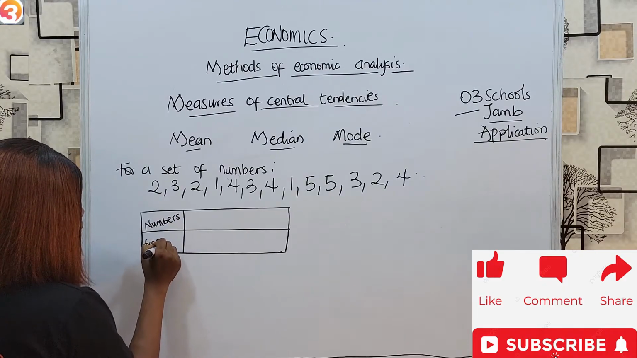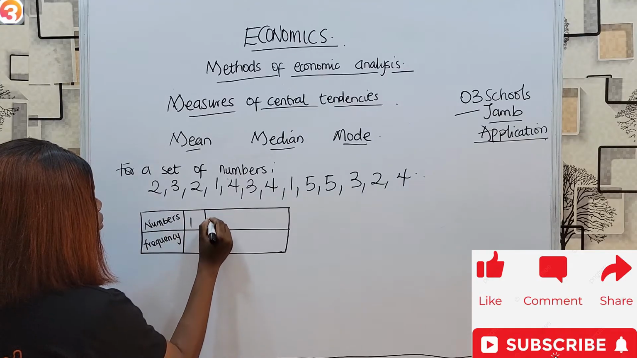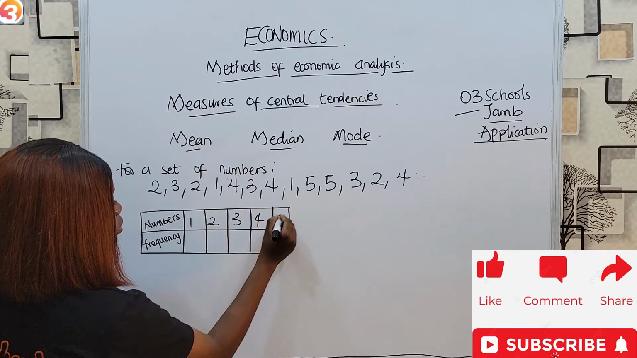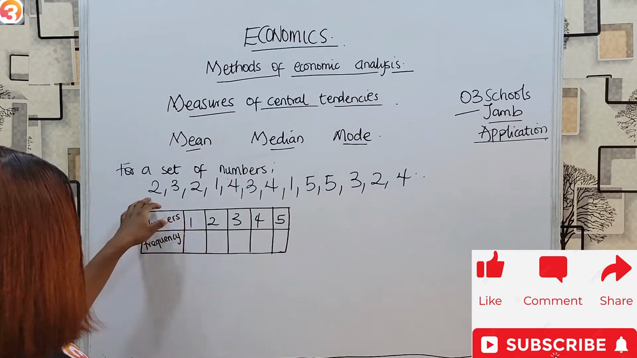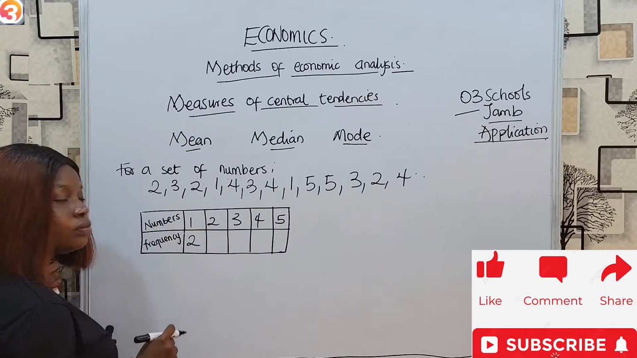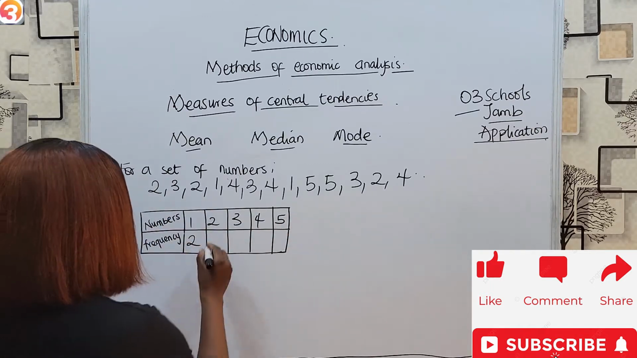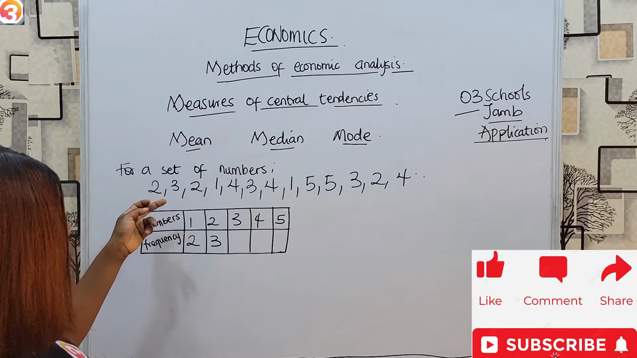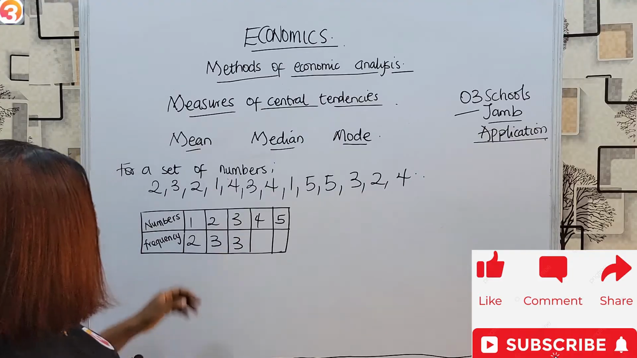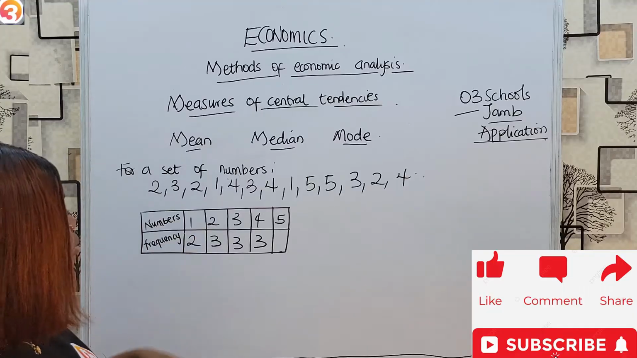And then we look at the frequency. So we have 1, 2, 3, 4, and the highest we have is 5. How many times does 1 appear here? 1 appears twice, so the frequency of 1 here is 2. How many times does 2 appear? 2 appears 3 times. 3 appears 3 times as well. And 4 appears 3 times as well. And then 5 appears twice.